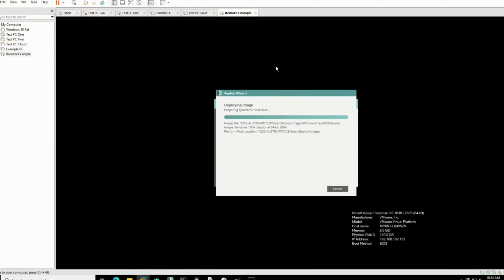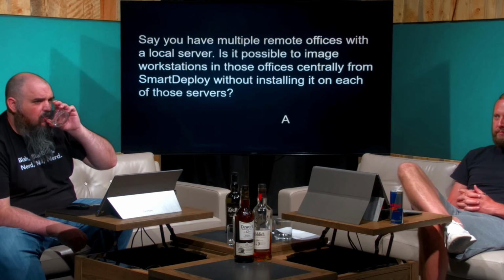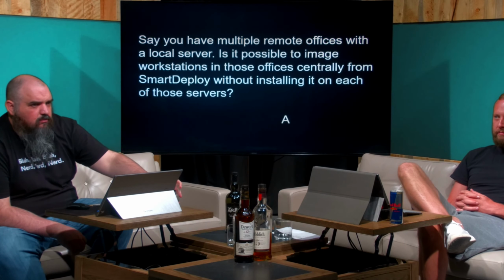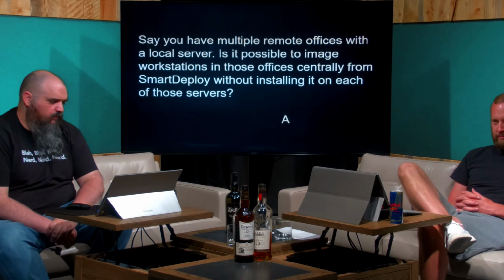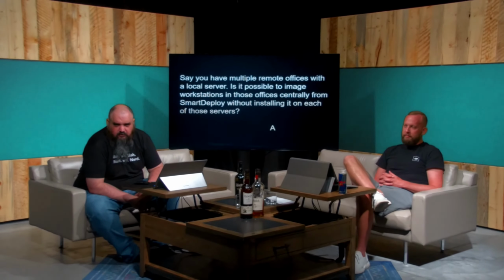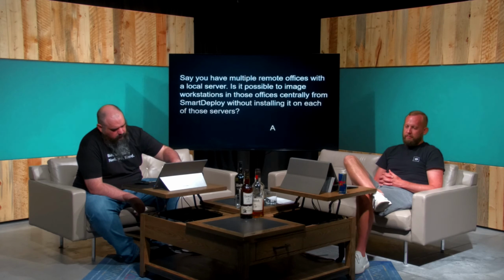All right, let's keep rolling. Say you have multiple remote offices with a local server. Is it possible to image workstations in those offices centrally from SmartDeploy without installing it on each of those servers? Sincerely, A. Yeah, so if I read the question correctly, the person is talking about a BranchCache type feature where you say, hey, I want to have a local repository that just sort of automatically pulls. That is not something that we have yet.